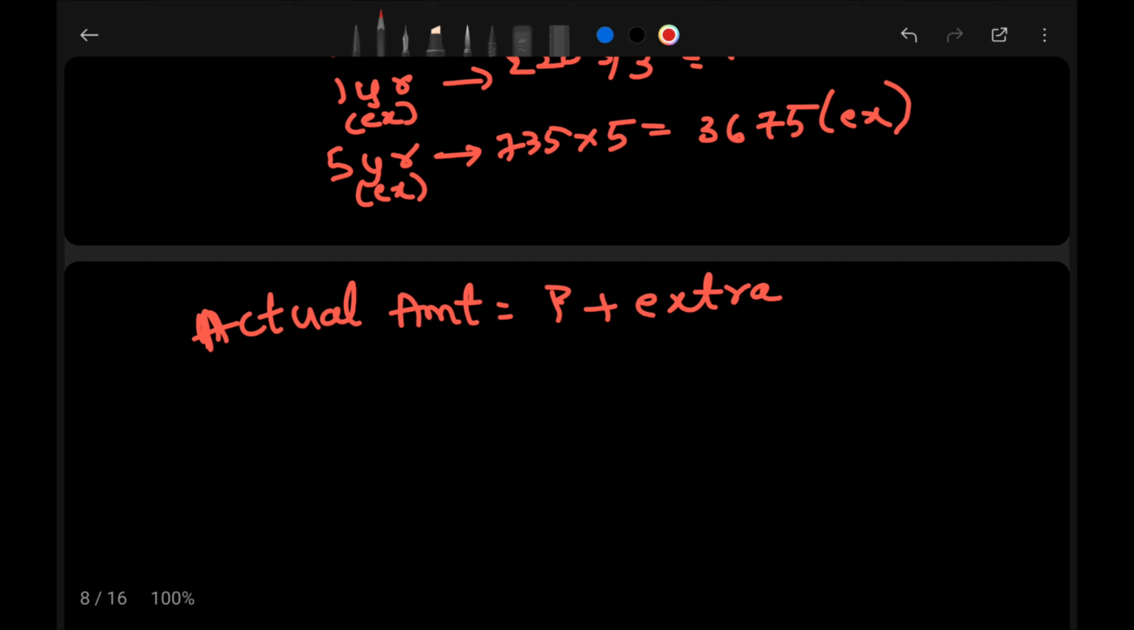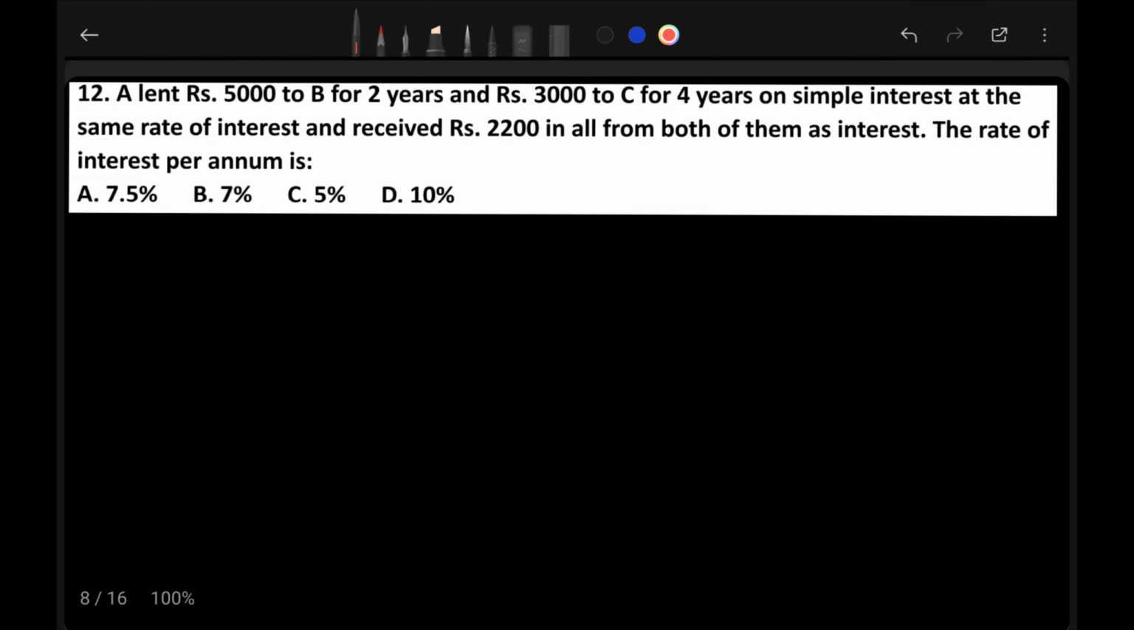A lent rupees 5,000 to B for 2 years. Okay. And rupees 3,000 to C. I think A is a very rich guy, he's giving money to everyone. There will be some guys like this. For C, he'll go again.